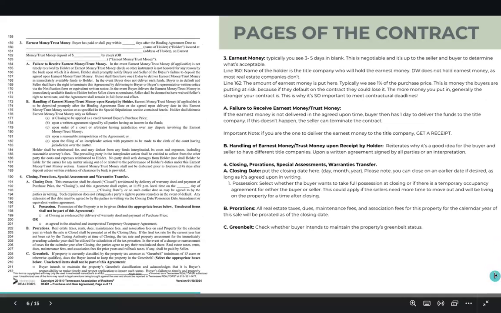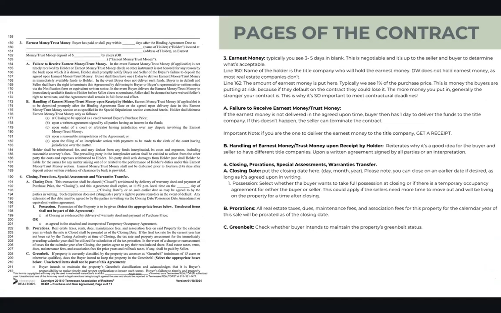Okay, number 3 is going to cover earnest money. So typically you'll see 3 to 5 days written in that first blank. This is negotiable and it's up to the seller and buyer to determine what's acceptable to them. Line 160, here you're going to put the name of the holder, who is the title company and who will hold the earnest money. Dalton Wade does not hold earnest money, as most real estate companies don't. Line 162, the amount of earnest money should be put here.